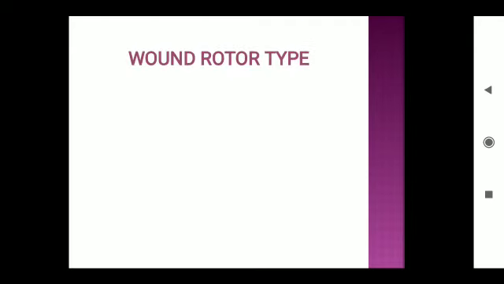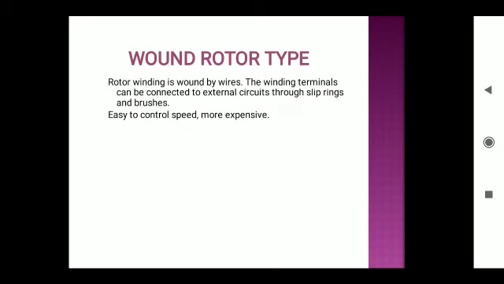Now, the wound rotor. Rotor winding is wound by wires, and the winding terminals can be connected to external circuit through slip rings and brushes. Easy to control speed, and it is more expensive.